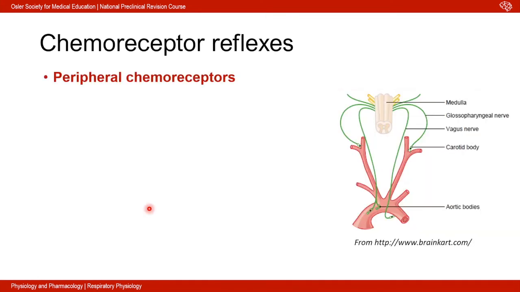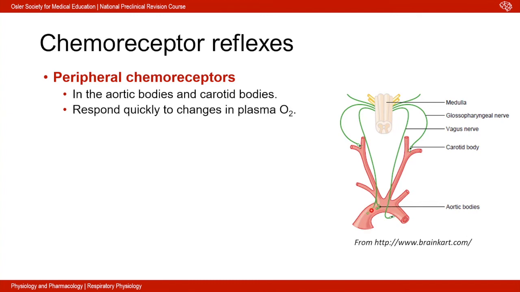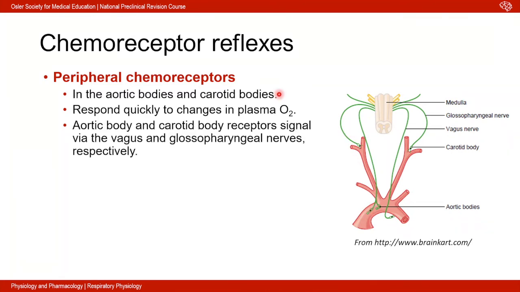Right. Peripheral chemoreceptors. They're in the aortic bodies and the carotid bodies. The carotid bodies are here, between the carotids, and the aortic bodies are here on the aortic arch. They respond quickly to changes in plasma oxygen. It's important to note that. They signal via the vagus and the glossopharyngeal nerves, which you'll also learn a little bit more about in second year in your neuro side of things. But for this module, you just need to know that the glossopharyngeal goes to the carotids, vagus goes to the aortic bodies.